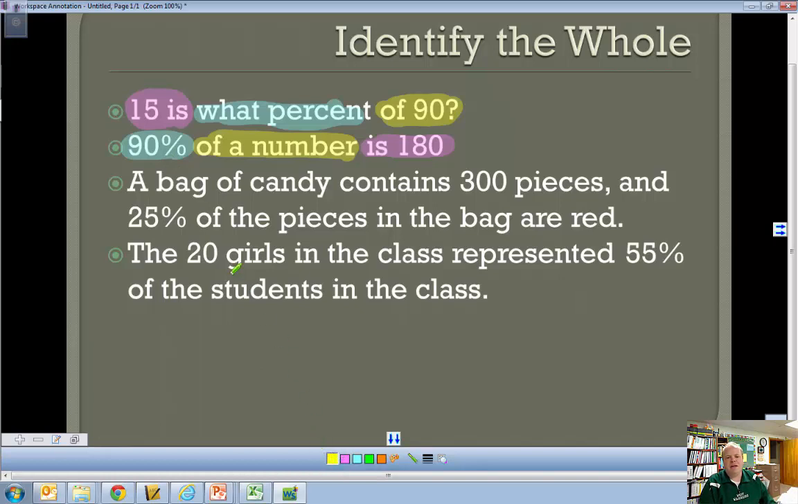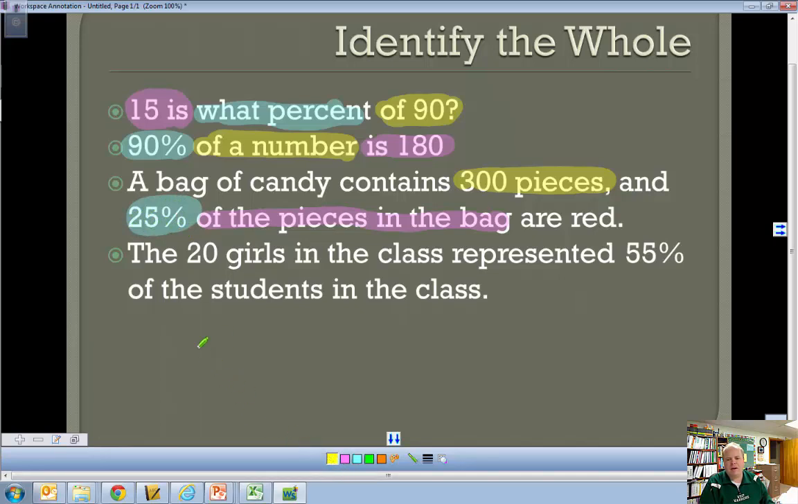Let's look at the next problem. It says a bag of candy contains 300 pieces, and 25% of the pieces in the bag are red. Well, this has more words to it. But let's look. It says 300 pieces. Well, if I look, I'm going to say that 25% of the pieces in the bag are red, so I would say that this 300 is my whole. So therefore, the pieces in the bag, okay, are my part. And then there again, they give you the percentage is 25%.